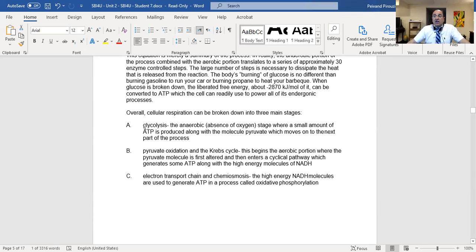First of all is glycolysis. This is the anaerobic, so no oxygen, stage, where a small amount of ATP is produced along with the molecule pyruvate, which moves on to the next part of the process.